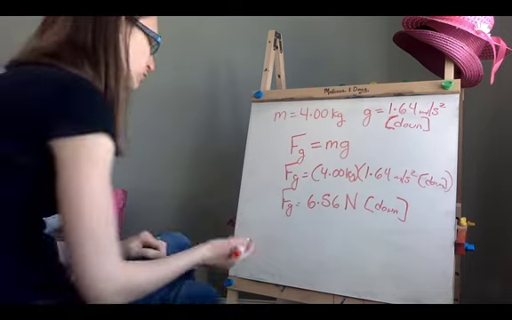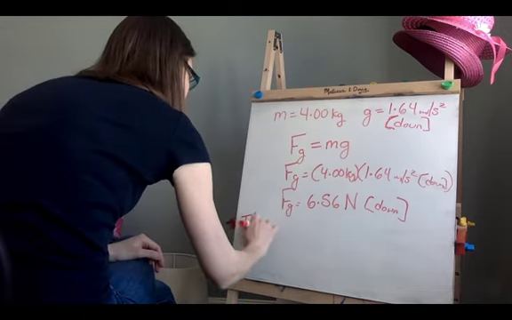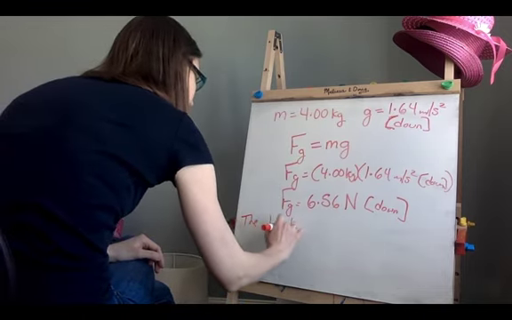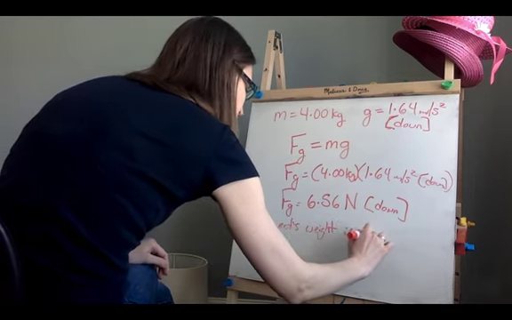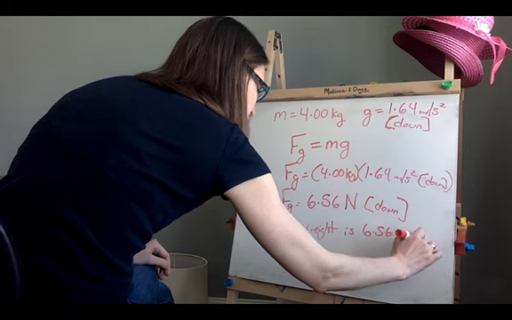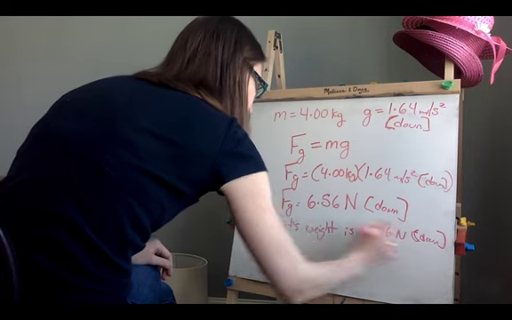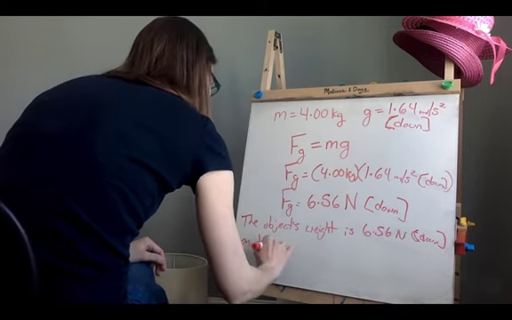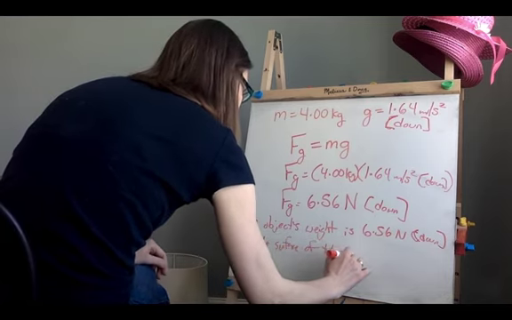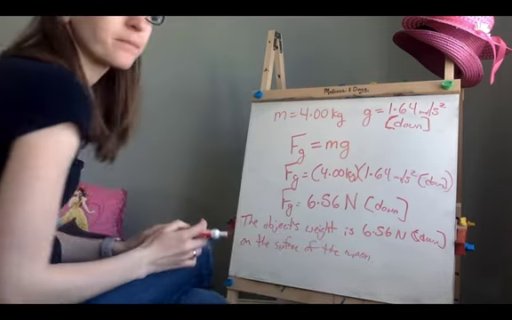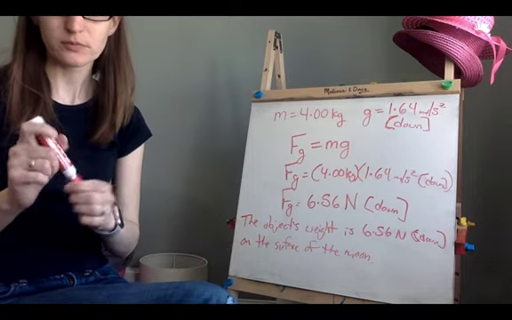And you can always kind of write that out, right? So the object's weight is 6.56 newtons down on the surface of the moon. Okay, so there's our first example.